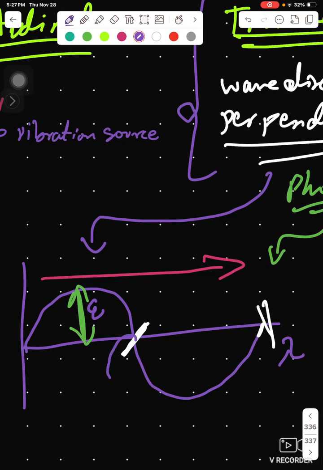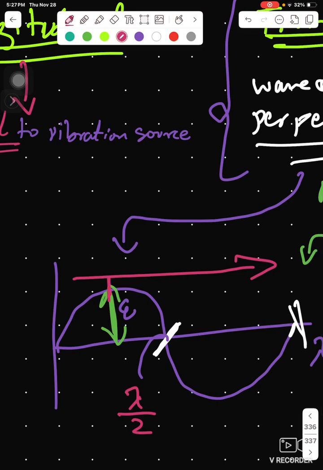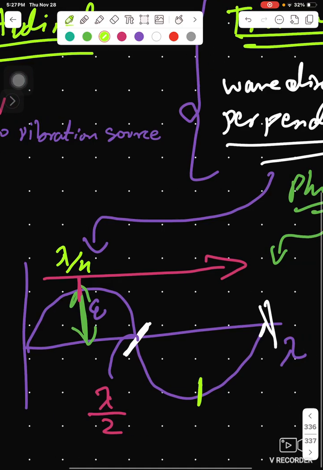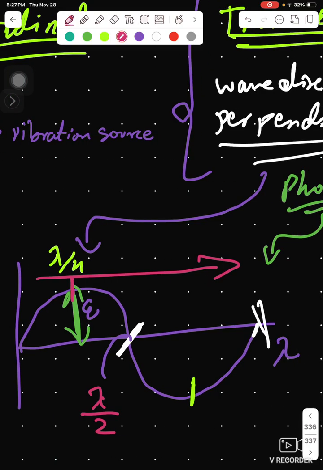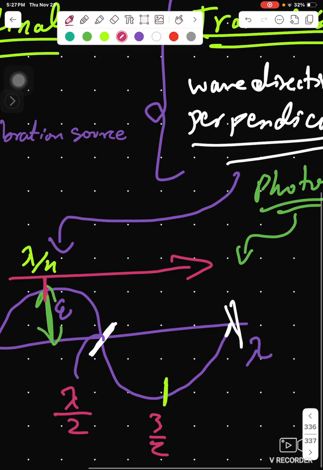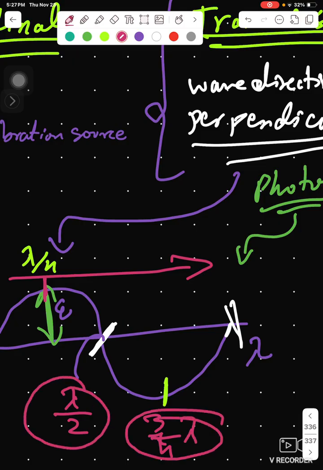Half a wave is known as lambda over 2, and this one is known as lambda over 4. This one is 3 by 4 lambda. And I think there are nodes as well, antinodes and nodes. I'm not sure where the nodes and antinodes are, but there are those as well.